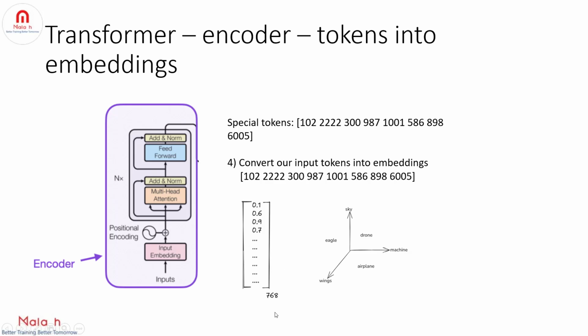Since we cannot visualize 768 dimensions, for example, let's take only a 3-dimensional diagram so we can visualize. If you notice here, we have sky, machine and wings, drone, airplane and eagle, right? So this word drone is very close to sky, wings and machine, because drone has wings and drone is a machine and drone can fly in the sky. So this word has a contextual meaning. That is how the close words are trying to stay together, right?